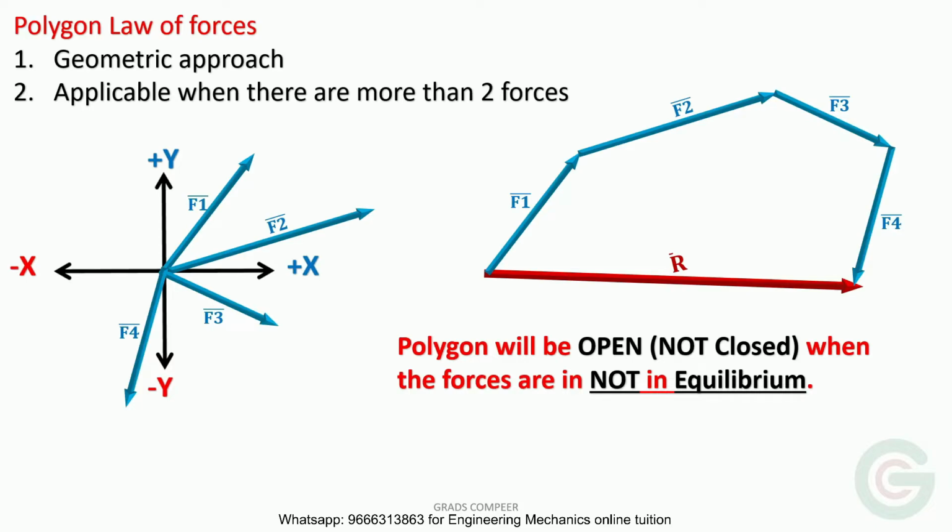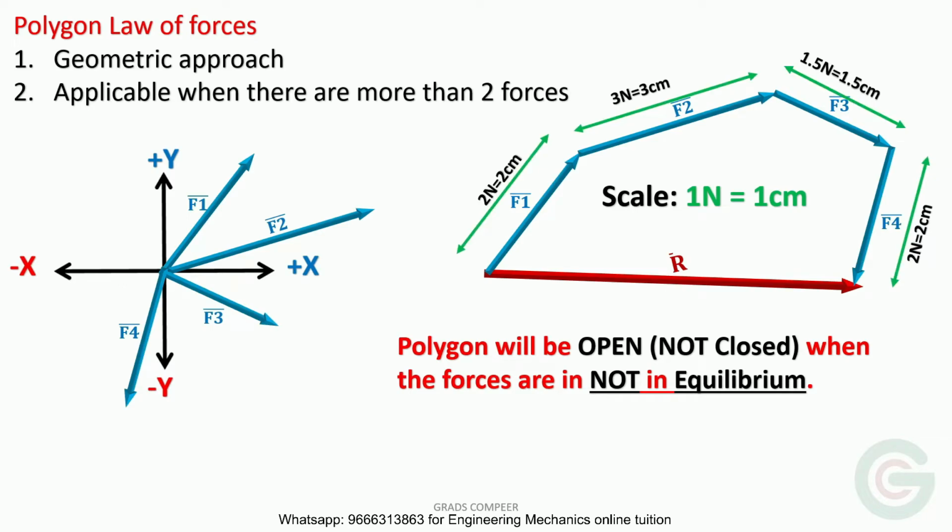Now how to find the magnitude of this resultant force by this geometric approach? Well, that's easy. We have to assume a scale, let us say 1 Newton is equal to 1 centimeter. And we have to draw the length of these vectors based on their magnitudes and according to the scale that we have considered. Let us say these are the lengths of these vectors. And after drawing the resultant vector, we have to measure the length of this vector. In this case, we get 5 centimeters. So according to the scale that we have considered, the magnitude of the resultant force is 5 Newton.